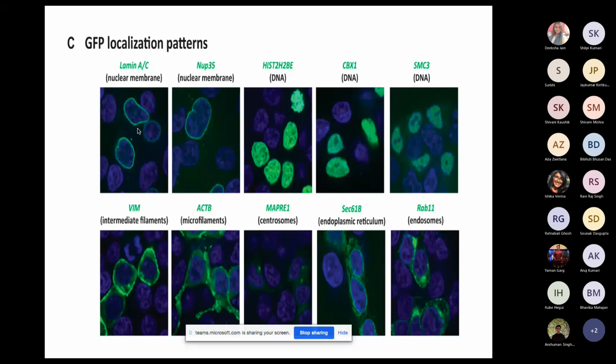There it will be transcribed and translated. Now my translated protein, lamin A, is in fusion with GFP. So wherever my protein is localized, I can see it by fluorescence microscopy or through confocal microscopy for a better look. And I can easily see that the proteins which are nuclear membrane localized show a very beautiful localization there.